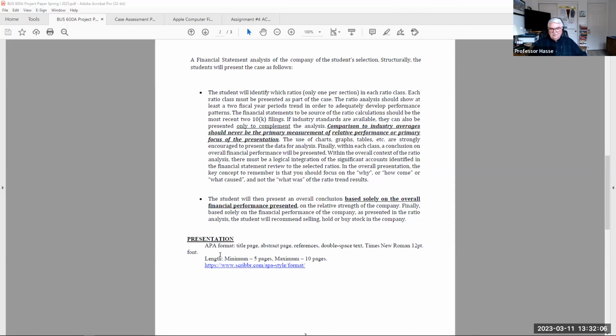Notice APA format, double space, Times New Roman 12-point font. I'll take off if I don't see double spaced Times New Roman 12-point font in your format. Okay? If you have any questions on this, please feel free to let me know.